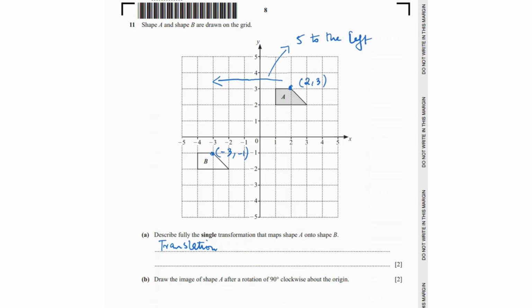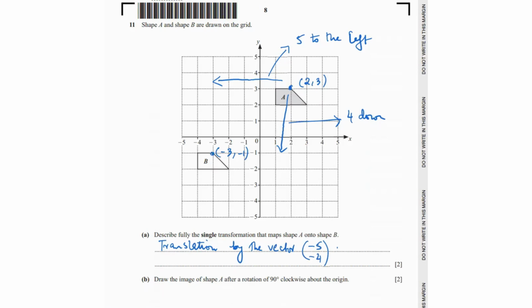And then 1, 2, 3, 4. 4 down. So the translation vector is -5 and -4. If it's going to the left, it's going to be negative. If it's going down, it's also going to be negative. If it's going to the right and up, it's going to be positive. So translation by the vector -5, -4.